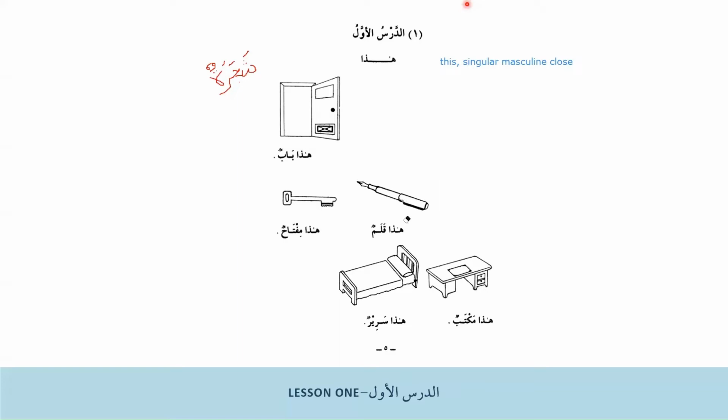Next, we want to say this is a chair. This is a chair. هذا كرسي. Okay, so if you want to confirm هذا كرسي, agree. Okay, هذا كرسي. This is a chair, that's the right answer. So this is a chair.